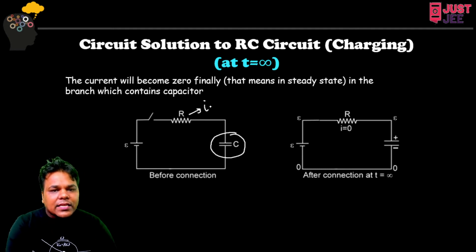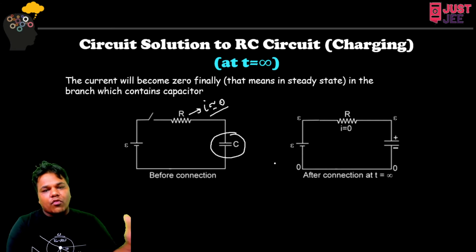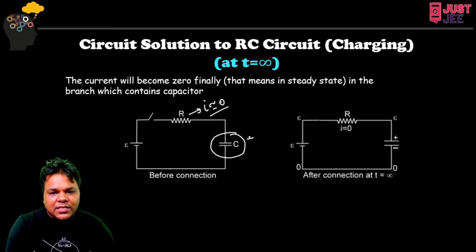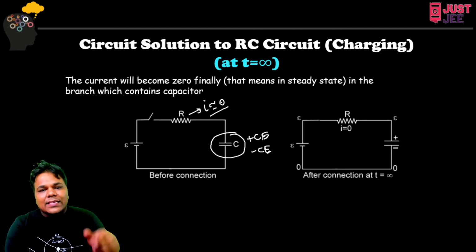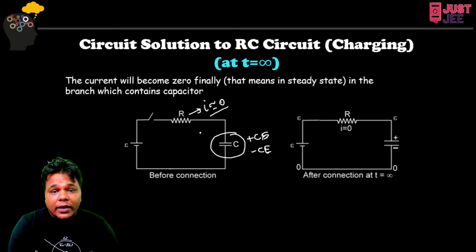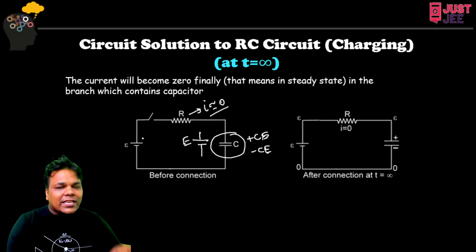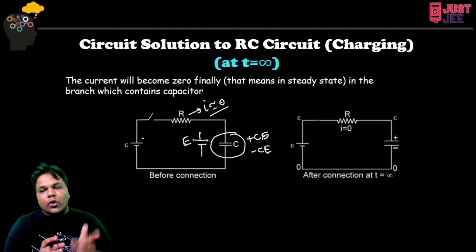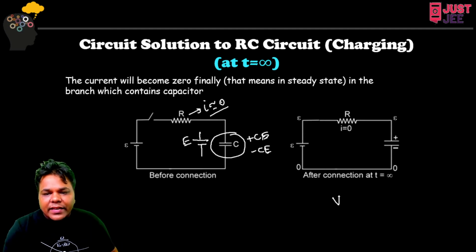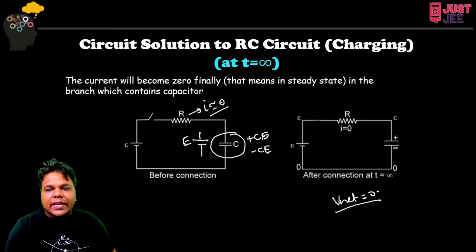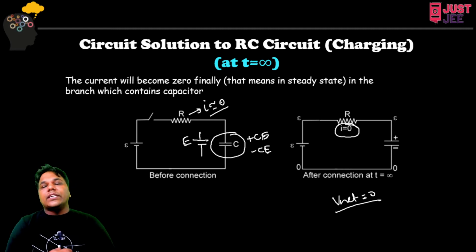If the capacitor is fully charged, the current in the resistance is approximately 0. Why? Because the final charge on the capacitor is plus CE and minus CE. So we can treat this capacitor like a battery, the potential difference across this capacitor being E. Now these two potential differences cancel out each other. Since V net is equal to 0 in the circuit, the current is equal to 0 in the circuit.